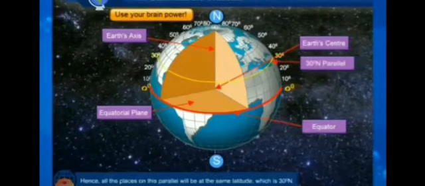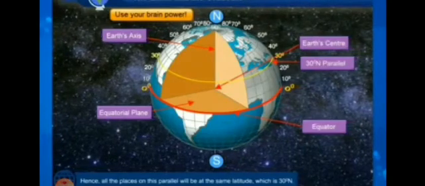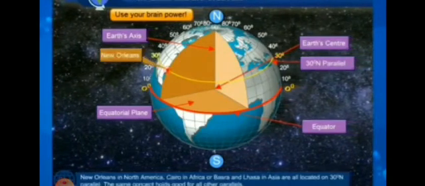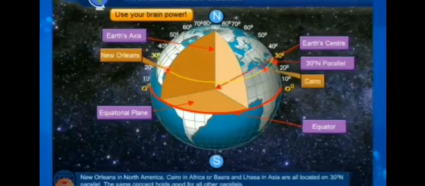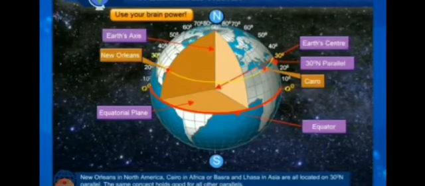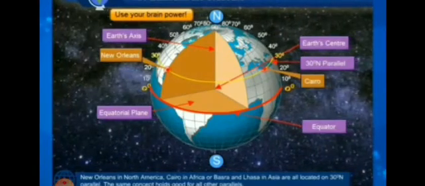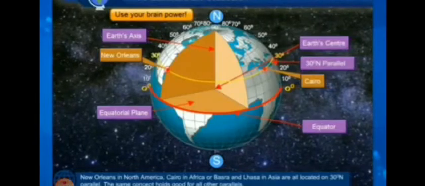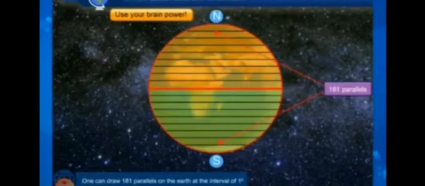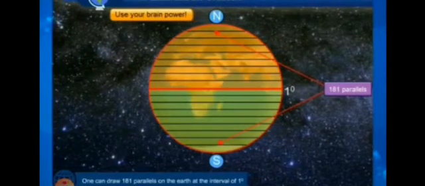Hence, all the places on this parallel will be at the same latitude, which is 30 degree north. New Orleans in North America, Cairo in Africa or Basra, and Lhasa in Asia are all located on 30 degree north parallel. The same concept holds good for all other parallels. One can draw 181 parallels on the earth at the interval of 1 degree.